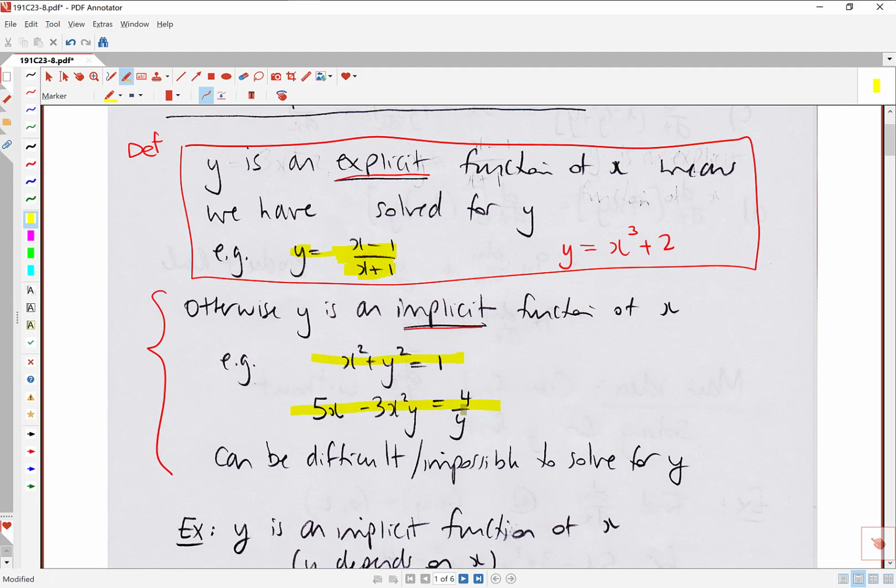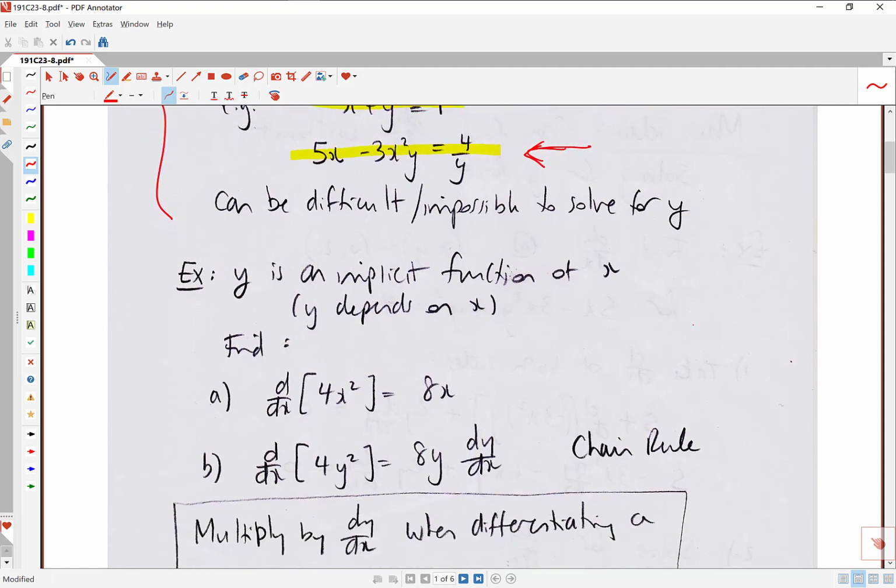So if someone gives you an equation like this bottom one, for example, it can be difficult or sometimes impossible to solve for y. So what we're going to be working towards in this video is how to take the derivative of y with respect to x when we're in this kind of situation here. So we'll do a short example, and then once we've done a little bit of warm-up, the actual process will become clear. So let's look at this short example here.